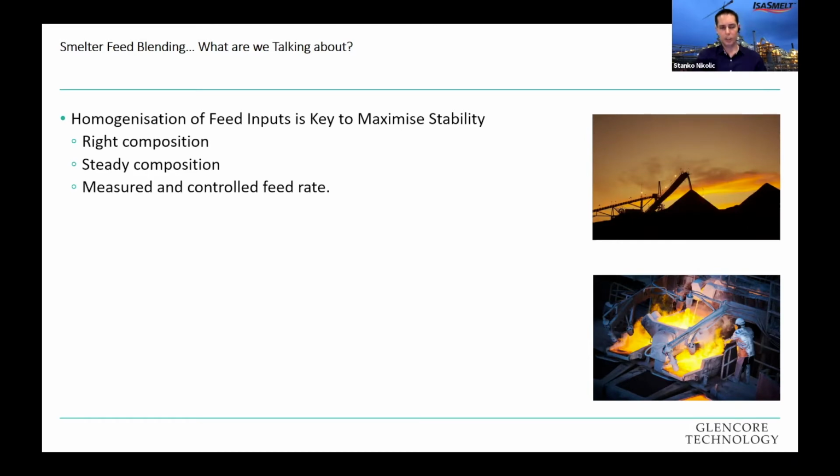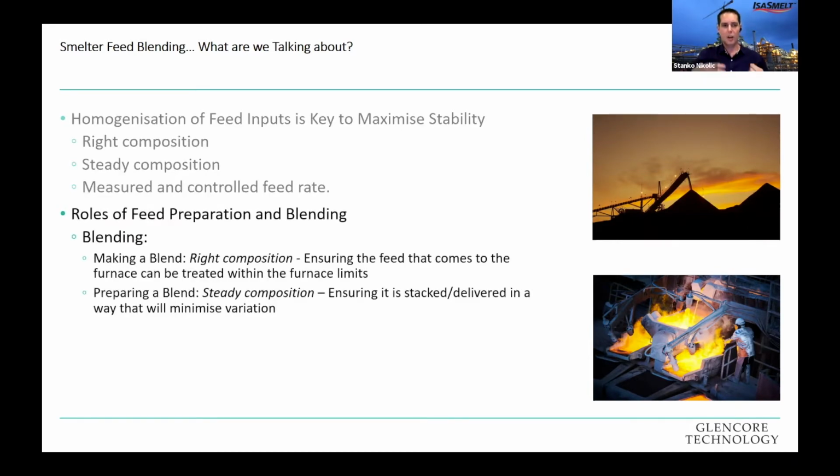Now, also when we consider the other factors in getting feed preparation and blending correct, it's about this right composition and making a steady composition. So it's all about making sure that once we know what we have in the different areas of our smelter, or what's coming in on the ships to the plant itself, we are able to create a blend through the feed system that we have that can be treated and smelted by our actual operation.